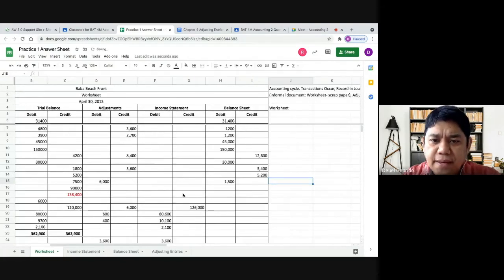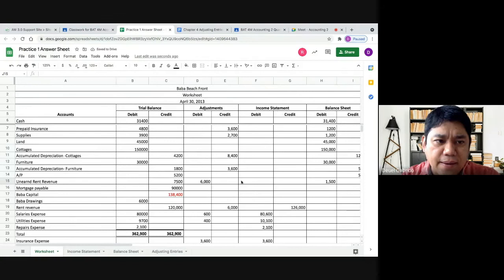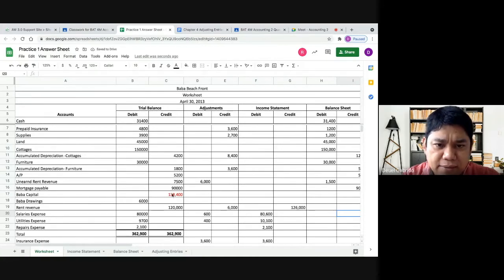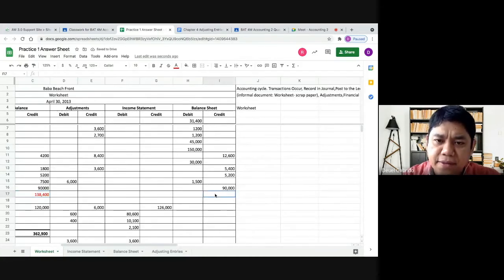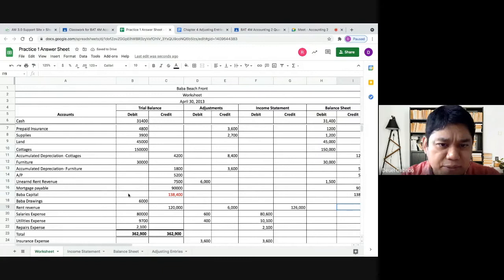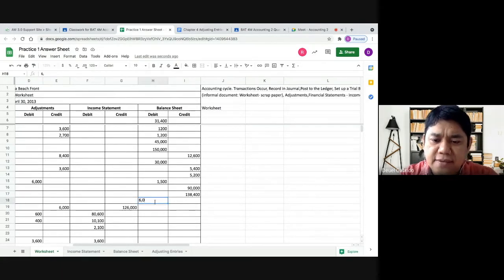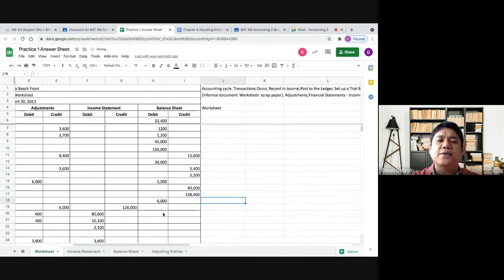Okay. And then unearned rent revenue, we adjusted it already. Mortgage payable is 90,000. So let's put 90,000 here, just as a liability. Capital 138,400. Let's put it here, 138,400. And then last but not least is your drawings, right? 6,000 for your drawings. Let's put it over here, 6,000.